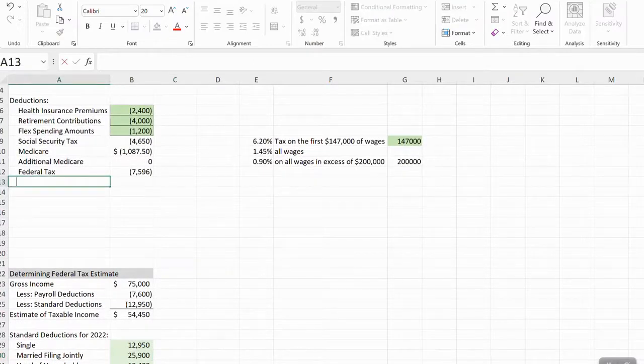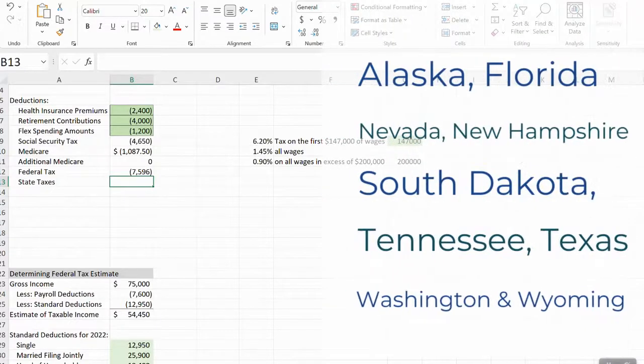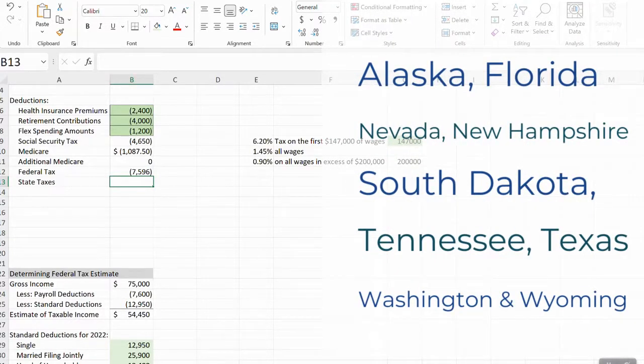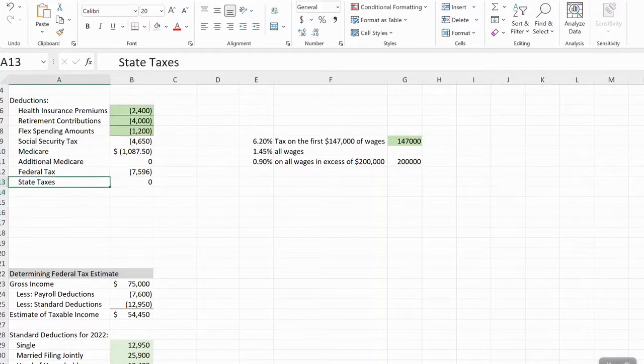Okay, so let's get into state and local taxes. So state taxes. Now, state taxes generally are marginal as well. Some states have flat taxes, 50 states, lots of different rules. If you live in one of the 9 states that have no tax, so Alaska, Florida, Nevada, New Hampshire, South Dakota, Tennessee, Texas, Washington, and Wyoming, all during the time of this video, lucky you, you have 0 taxes, so you can put a 0 here. If that is not the case, you will need to reference something to figure out what your state taxes are to just get an estimate.